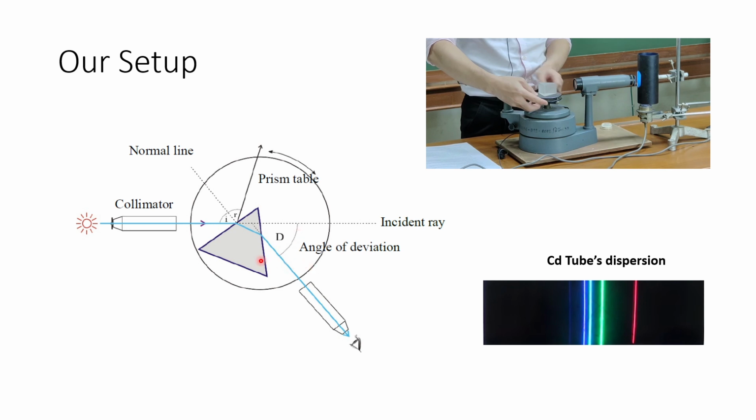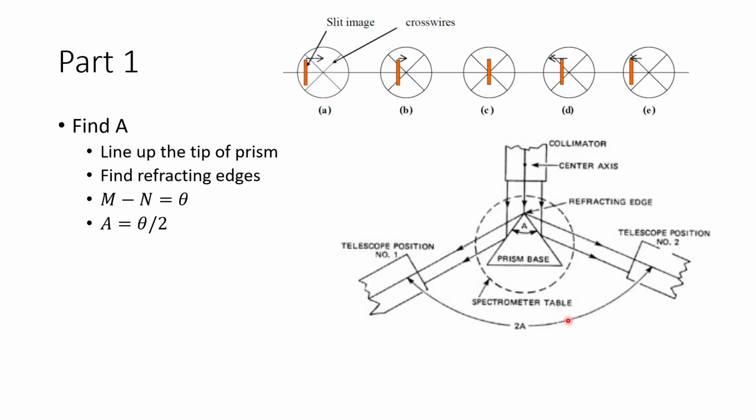In this case, we'll use two kinds of lamps. One is the sodium lamp, which has only one wavelength, the yellow. And then you would have the cadmium tubes, which have 5 different wavelengths: one red, one green, 2 blue, and 1 violet. Again, they would be deviated differently because the wavelength is different. We're going to start with the sodium lamp, which has just one wavelength, the color yellow.